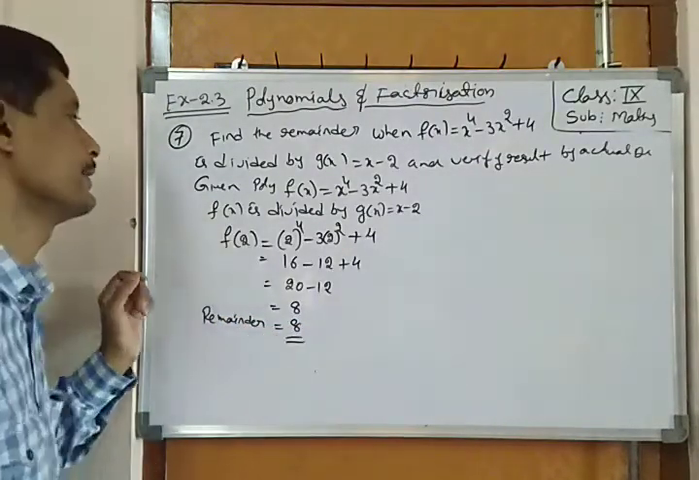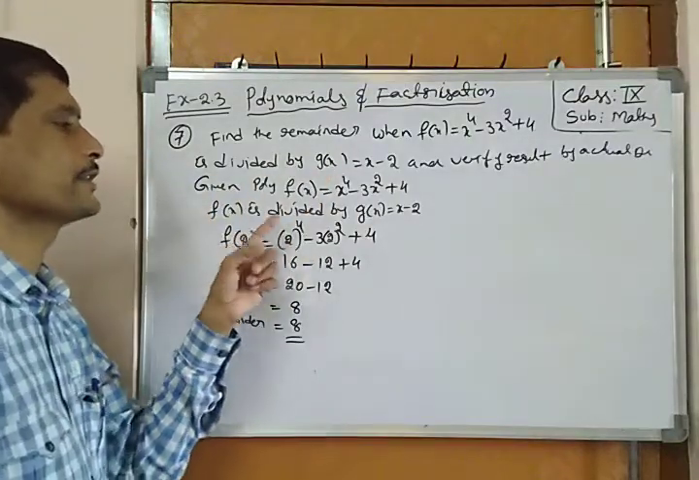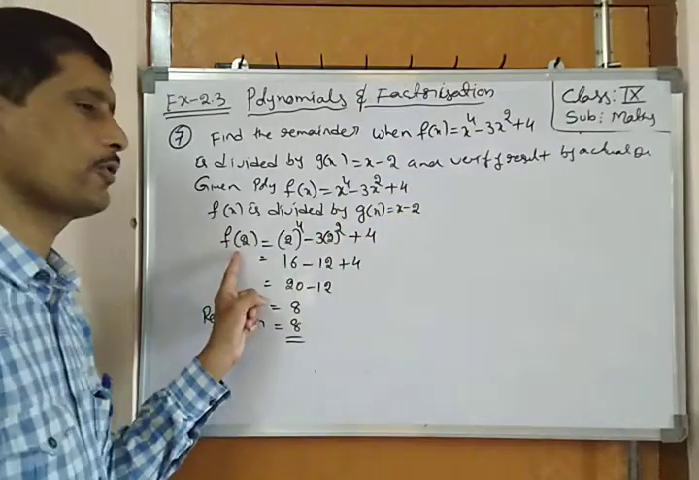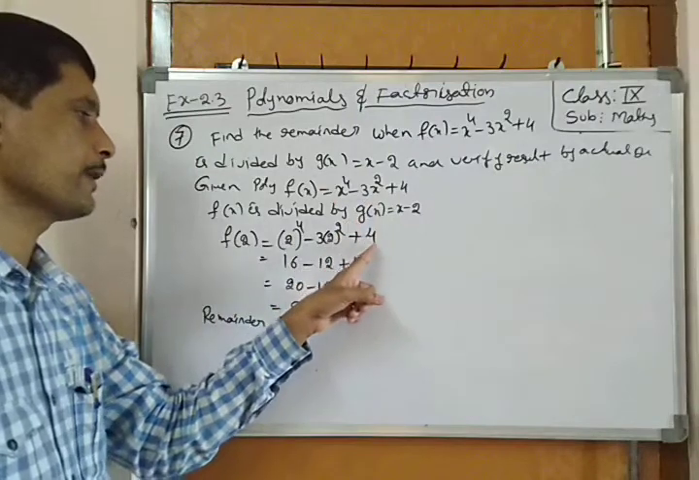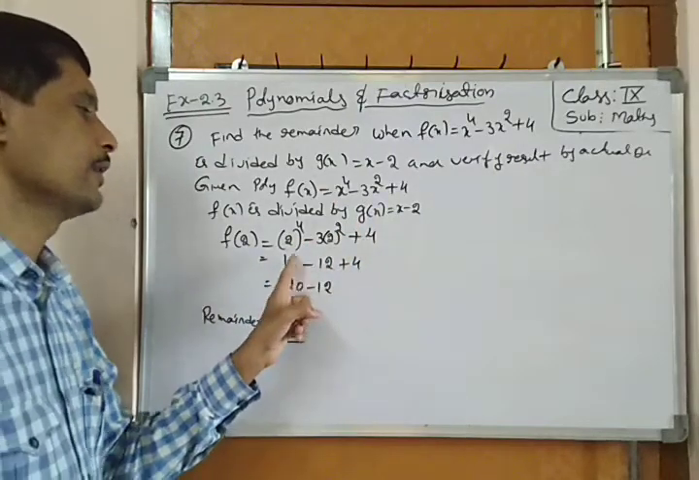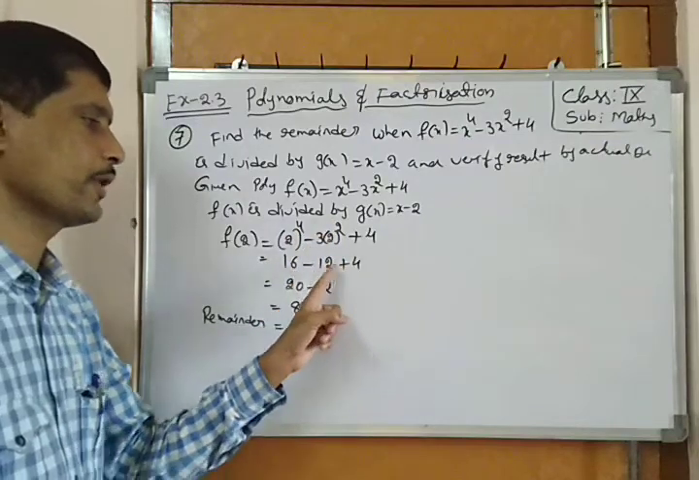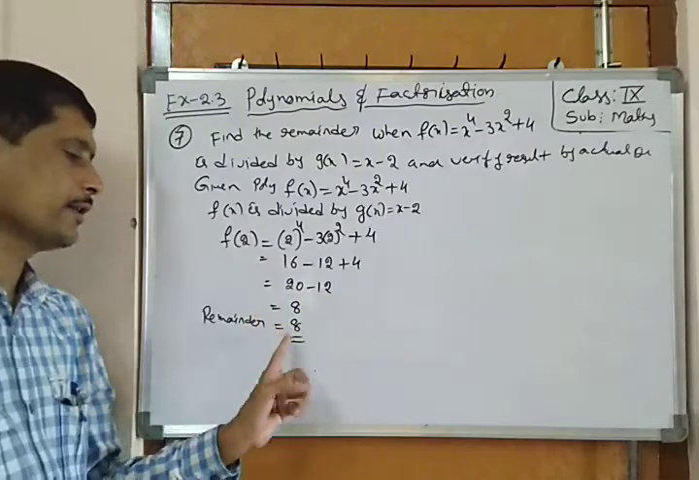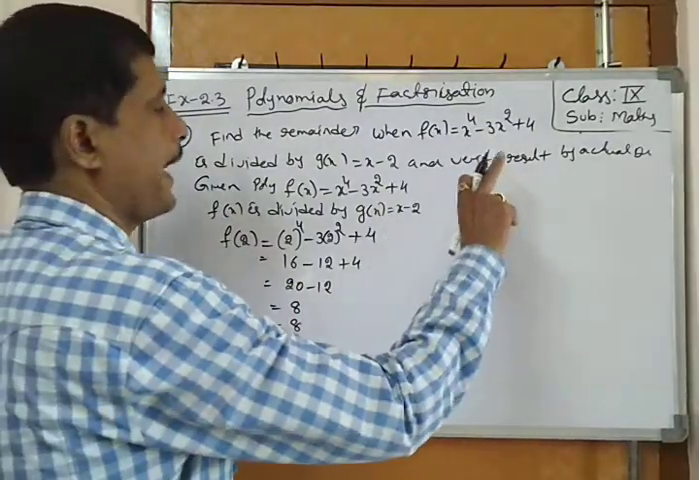Remainder equal to 8. Therefore, the given polynomial f of x is divided by g of x, that is x minus 2. Therefore f of 2 equals 2 power 4 minus 3 into 2 whole square plus 4. 2 power 4 is 16. 2 square is 4, 4 into 3 is 12, plus 4, 16 plus 4 is 20, 20 minus 12, that is 8. Therefore the remainder is 8. Now verify the result by actual division.